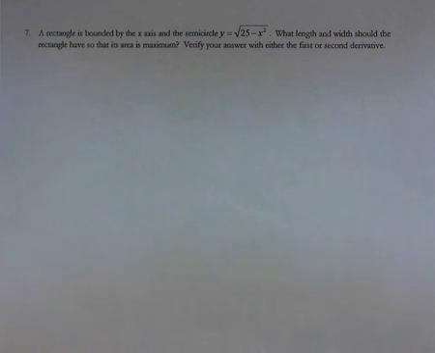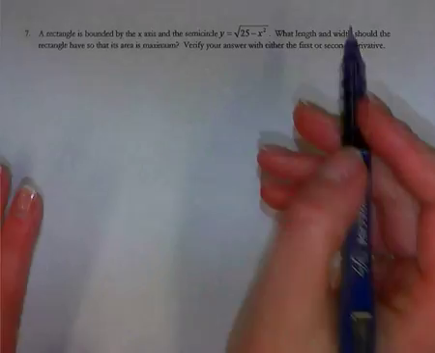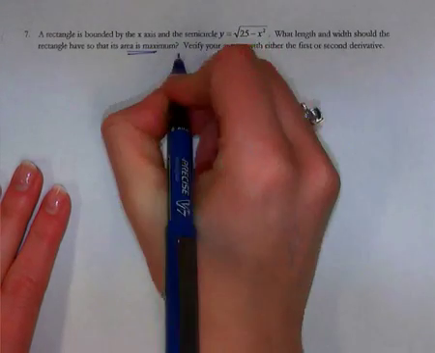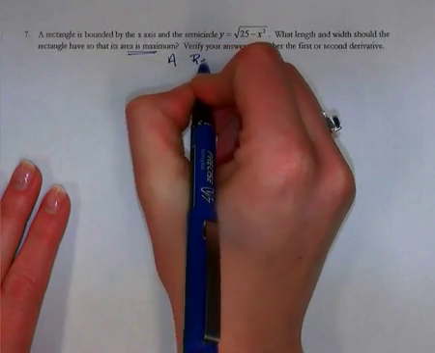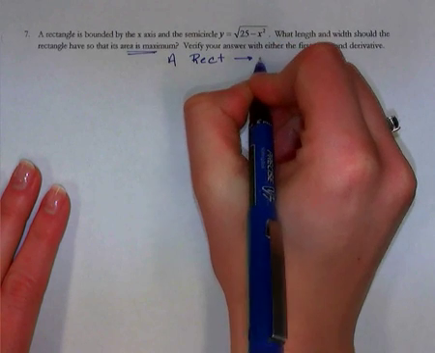Alright guys, grab bag number 7. This is definitely one of the harder ones, so let's see what we can do. A rectangle is to be bounded by the x-axis and the semicircle. What length and width should the rectangle have so the area is a max? So I need to find a formula for the area of a rectangle, and I want a max.